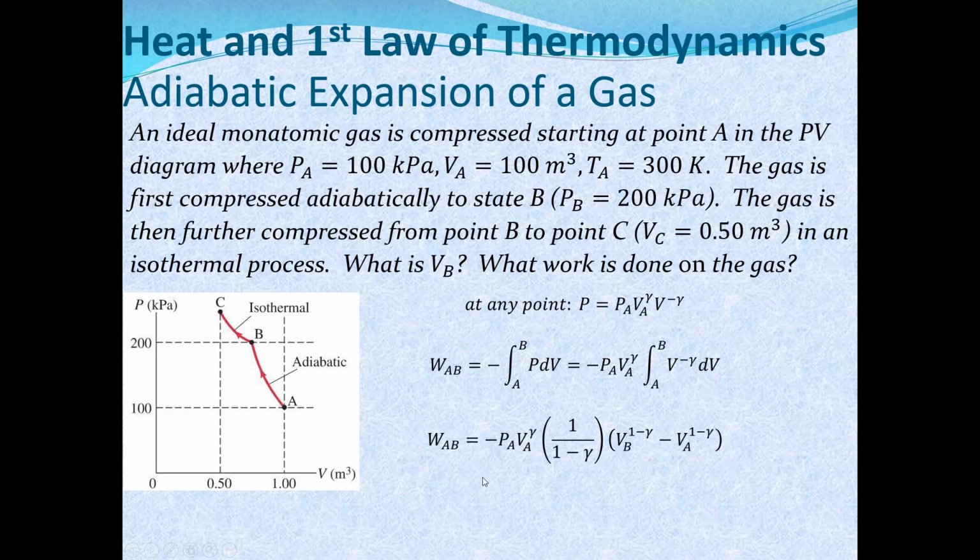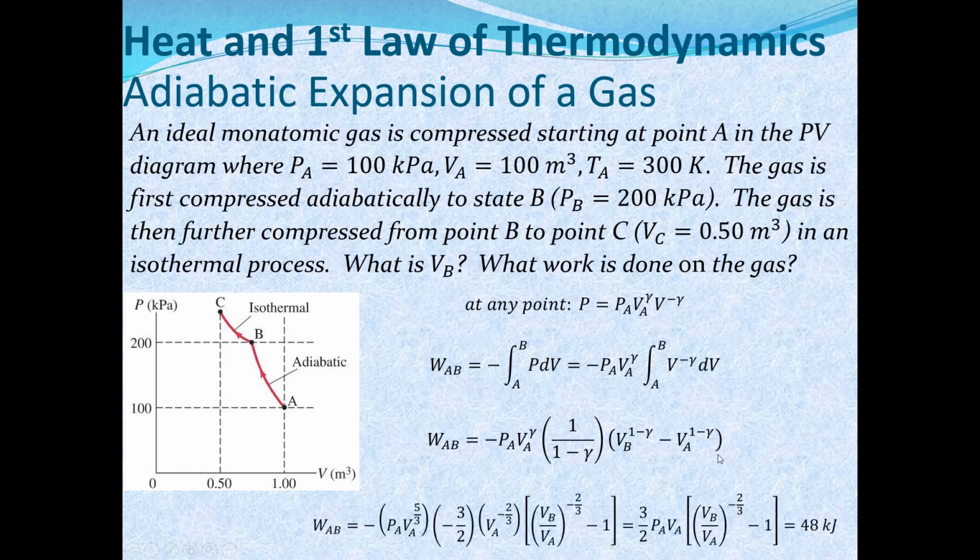This integral ends up turning into this. There's actually no ln here. From here, we just kind of fool around with the equation. You don't have to worry too much about what I did here. Just try to, again, move some things around. Plugged in the numbers that we had, and we get 48 kilojoules. So that's only to go from A to B.